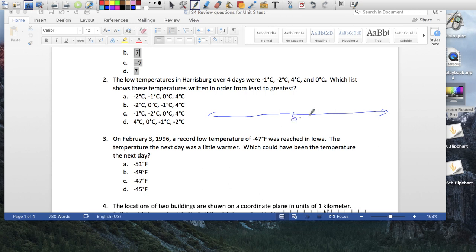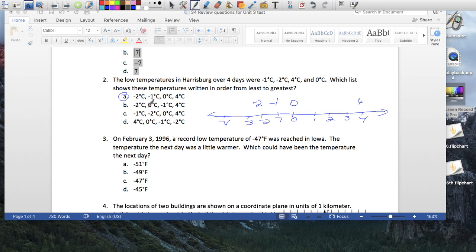The numbers are not big. You will have bigger numbers than this on the test. So 4, -1, -2, -3, -4. -1 is here. -2 is here. 4 is over here. And 0 is over here. So from left to right, -2 being your smallest, 4 being your greatest, the order is -2, -1, 0, and 4.